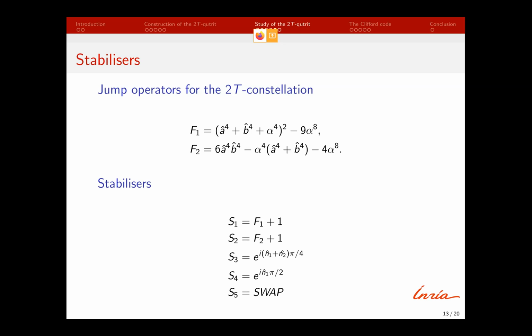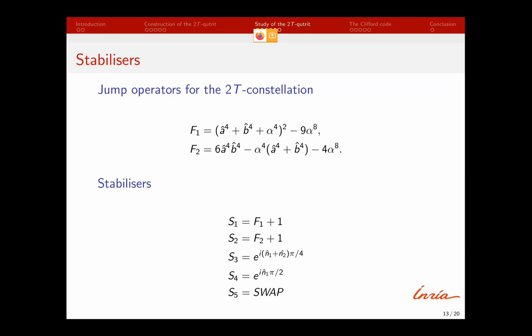So well, they're not nice for cat qubits, but at least theoretically you do get a way to stabilize the 24-dimensional constellation. And then we have the last three stabilizers, which correspond to the actual stabilizers to get the 2T-qutrit within this constellation.